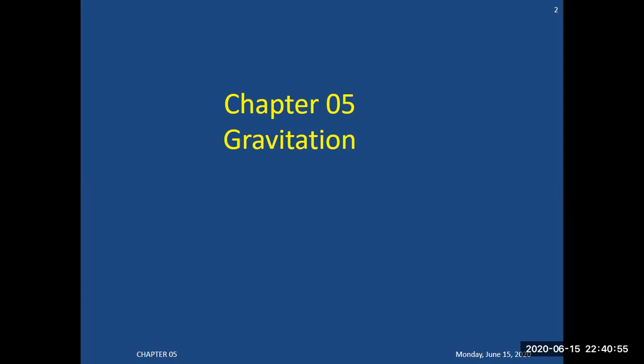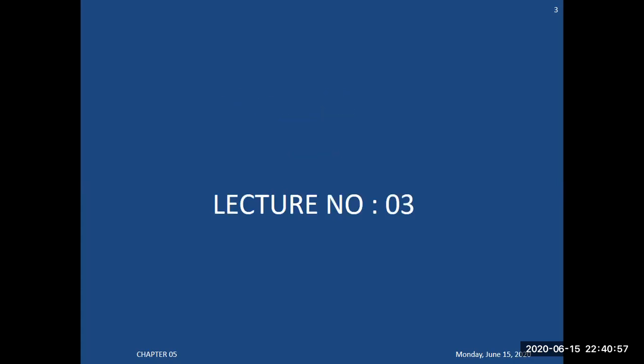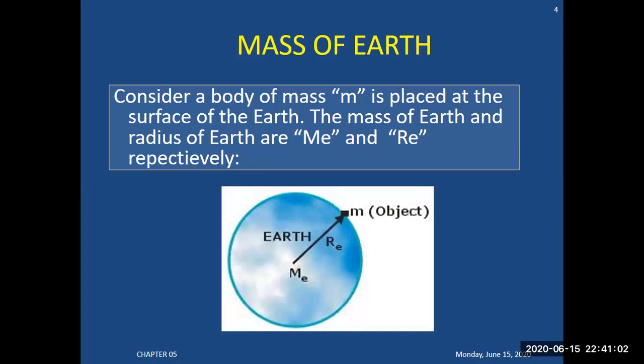Following the same chapter, gravitation, today we have the third lecture. In this lecture we will study the mass of the Earth. One of the most important applications of Newton's law of gravitation is that if you are given the mass of one object, you can calculate the mass of another object by using that formula after putting in the value of the constant, G.